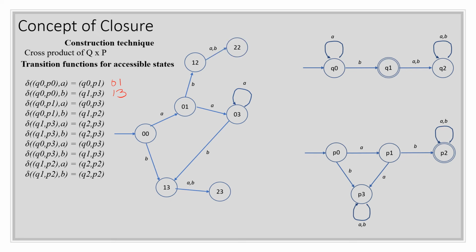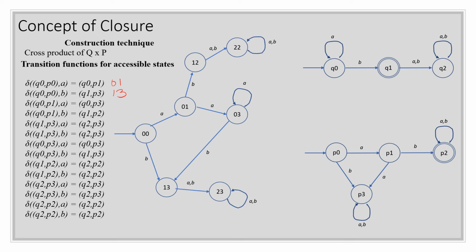And now we go to 1, 2. With an A, we go to 2, 2, and with a B, we go to 2, 2. Now we go from 2, 3. With an A or B, we stay in 2, 3. And this state right here, with an A or a B, we stay in 2, 2. So now we just took the transition functions from our first two DFAs, did the cross product, created our new transition functions only for accessible states, and now we have drawn our new DFA.